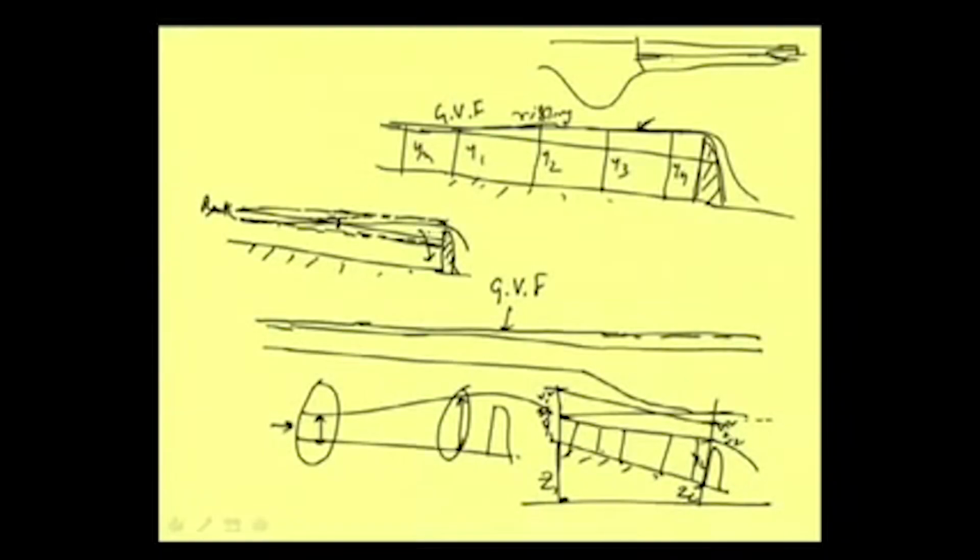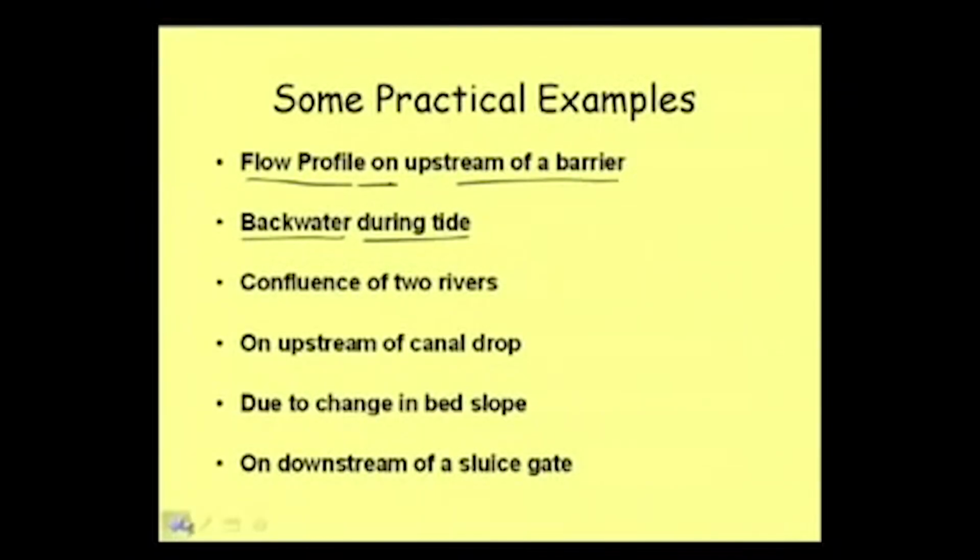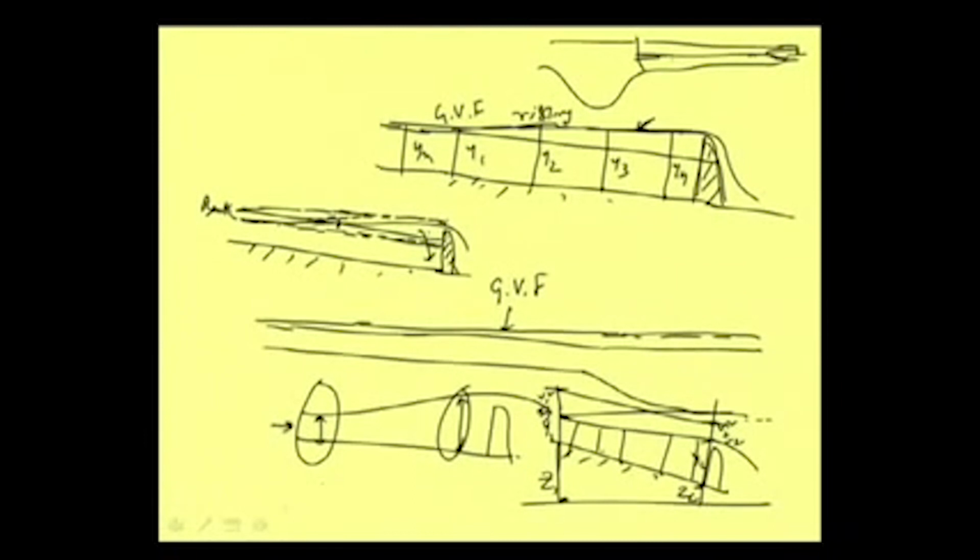So, for this purpose also we need to know how the gradually varied profile will form, to what extent it will go, and this sort of calculation will be coming, that we will be discussing in computation of gradually varied flow. Well, this is just an example where gradually varied flow can occur. Then let me take another example, that is the confluence of two rivers. That is also another case where gradually varied flow can occur.